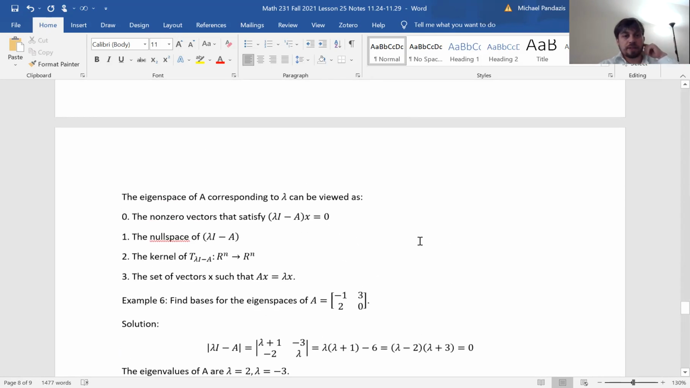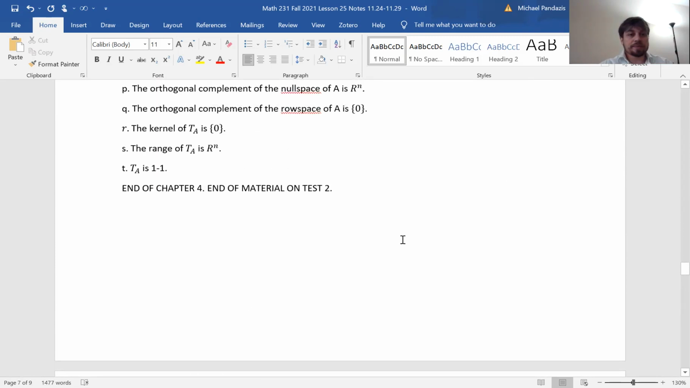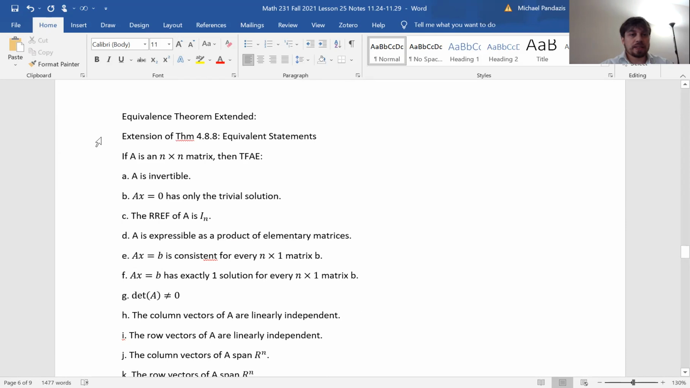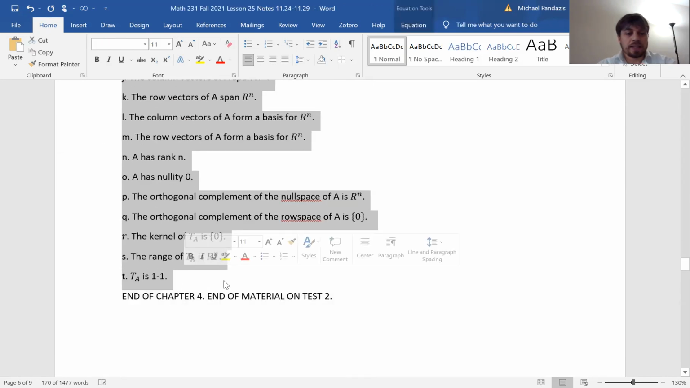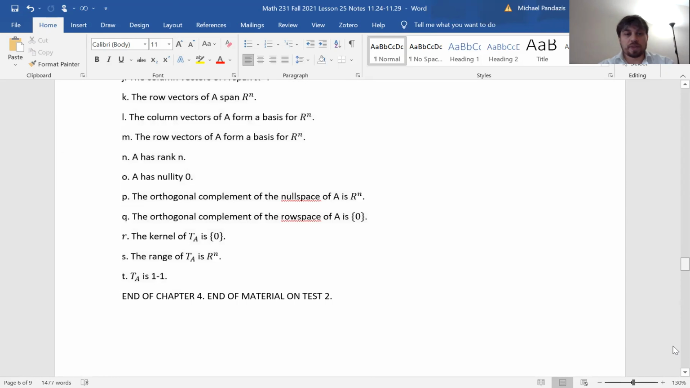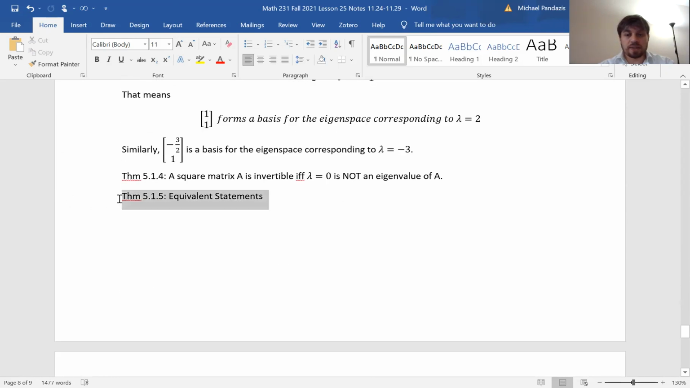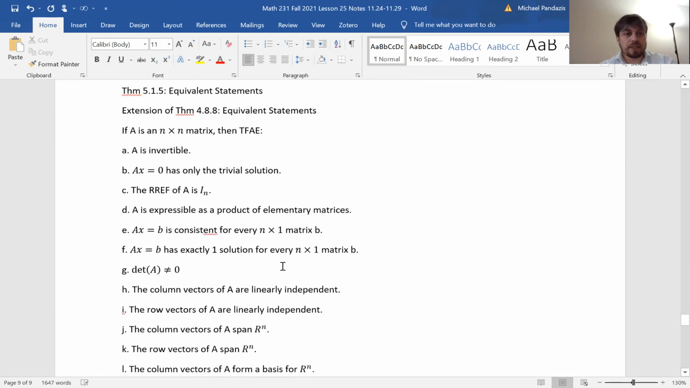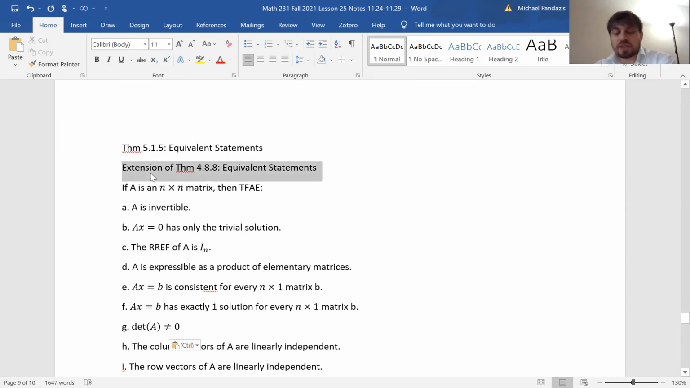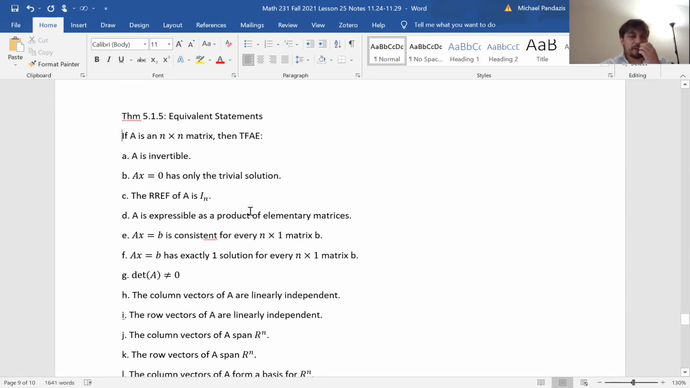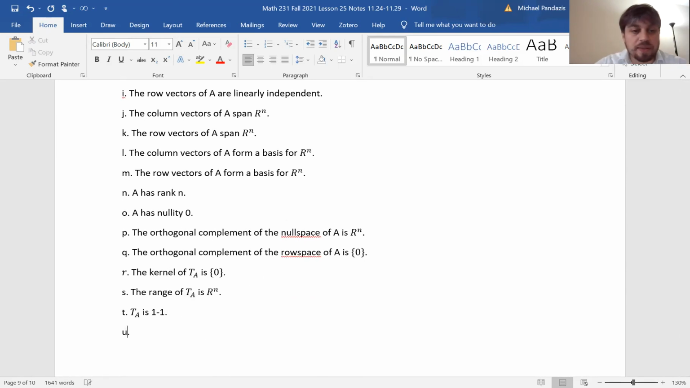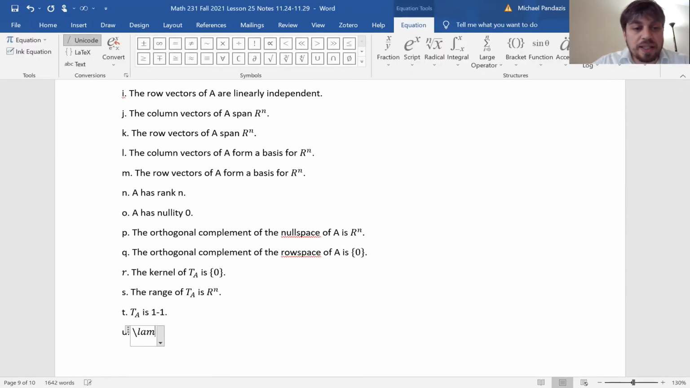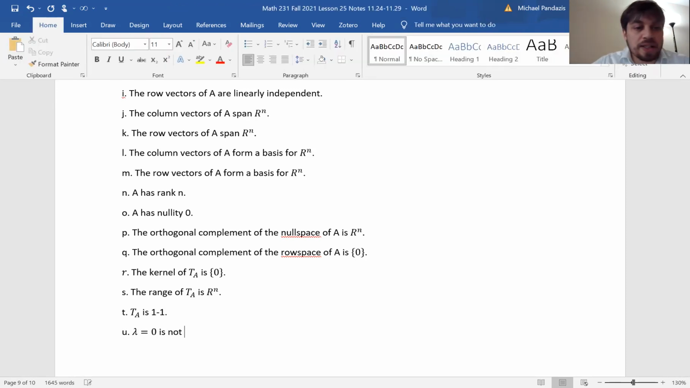So the equivalent statements theorem up to this point is this. Since I'm on Word, I can add on to it directly. So now I'm just adding on to the previous one. If A is an n by n matrix, the following are equivalent. We stopped at T before, and now U is that lambda equals 0 is not an eigenvalue of A. That's another equivalent statement.